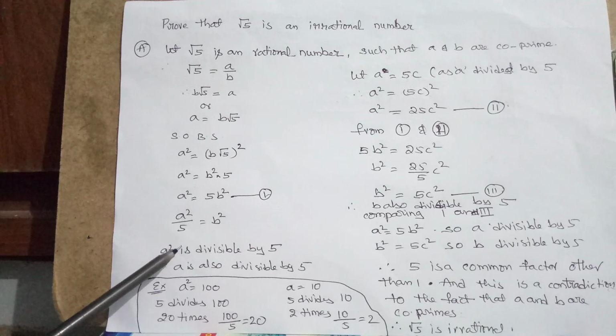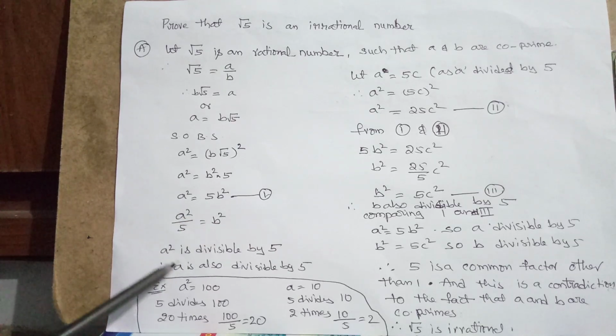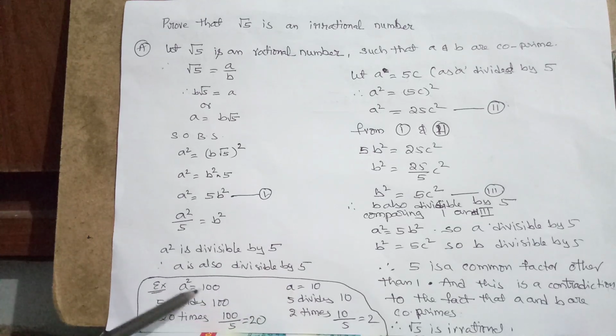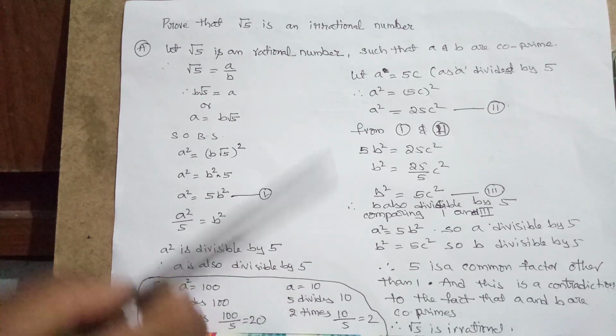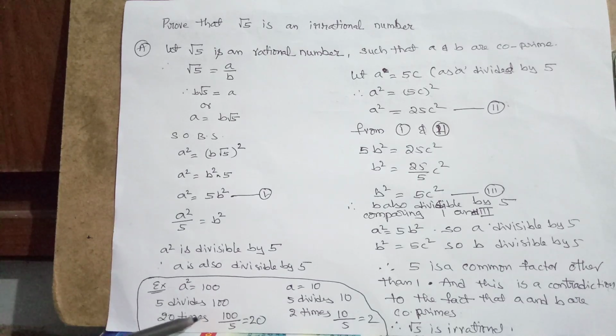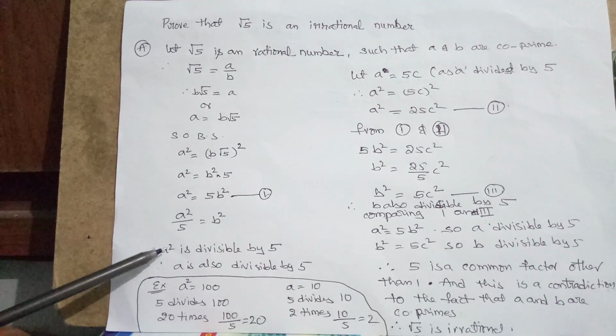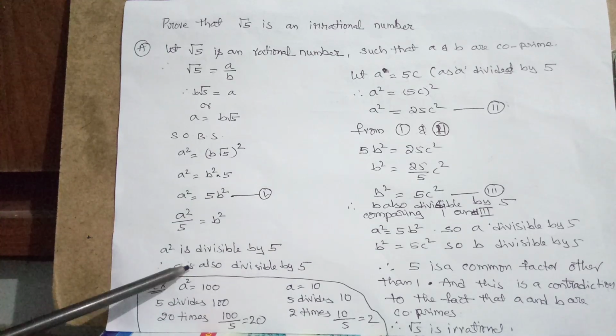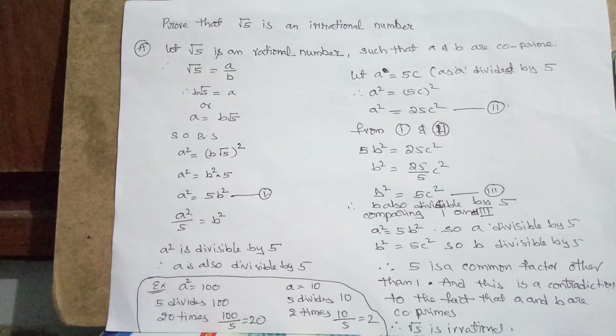Now we will see a little relation between a square and a. For an example, a square is equal to 100. What is a? 10. Now, if 5 divides a square, the same way 5 divides a also. That is a rule in the number system. Therefore, a square is divisible by 5 means a is also divisible by 5.